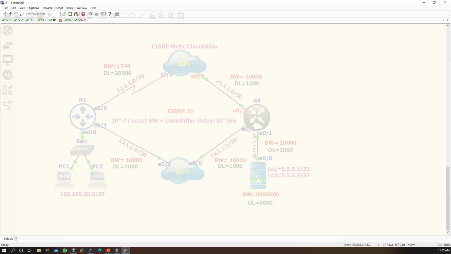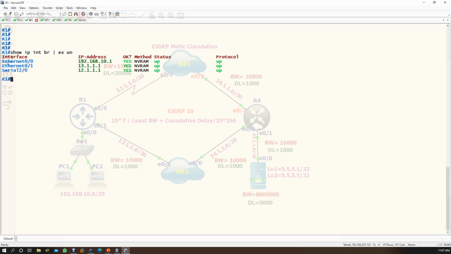Okay, R1 is connected with ISP1 and ISP2. So let me bring this ISP1 here, and then ISP2, and then R4, and then server. Okay, so if I'm coming on R1, IP interface brief exclude unassign, IP is configured, but EIGRP is not configured. So let's configure EIGRP on all the routers.